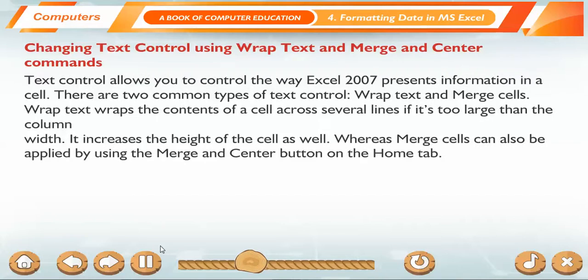Changing text control using Wrap Text and Merge and Center commands. Text control allows you to control the way Excel 2007 presents information in a cell. There are 2 common types of text control, Wrap Text and Merge Cells. Wrap text wraps the contents of a cell across several lines if it's larger than the column width. It increases the height of the cell as well, whereas merge cells can also be applied by using the Merge and Center button on the Home tab.